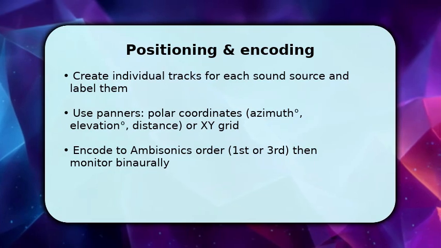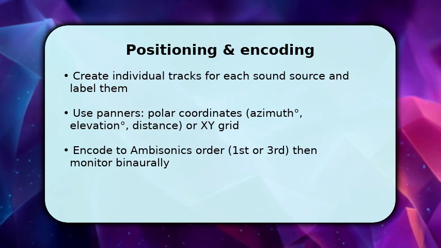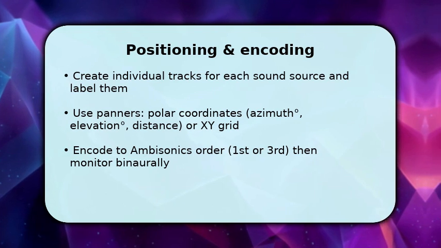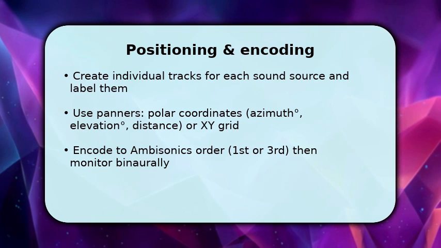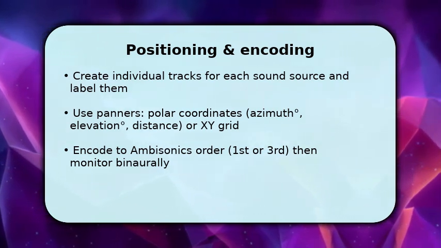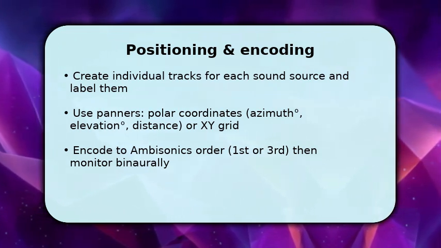You now place each source using a spatial panner, choosing azimuth, elevation, and distance so listeners perceive direction and depth. This is why polar coordinates work well. Once positioned, convert or encode each panned signal into the ambisonic format your renderer expects. Choose first order for simplicity or third order for higher precision. Make sure to automate movements where needed.